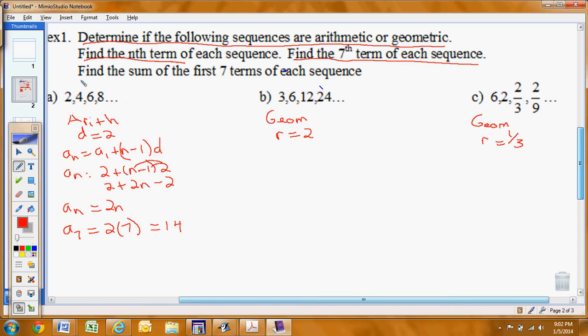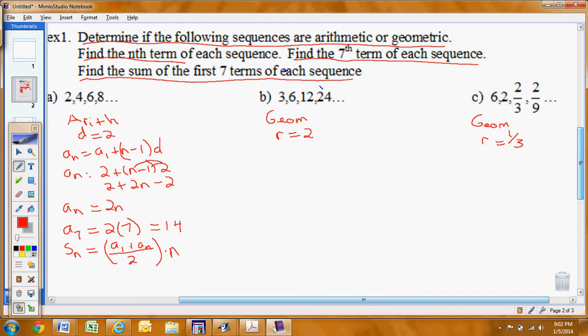It also says find the sum of the first 7 terms of each sequence. So to find the sum of the first 7 terms, there's a formula. The sum of the first n terms, first let's see if we remember the formula for arithmetic. This is arithmetic, so we're going to show these next to each other. It's a1, a good review for you, plus an, which is the last term, all divided by 2, and that quantity times n. And we talked about this, try to memorize this as being the average of the terms times how many terms.